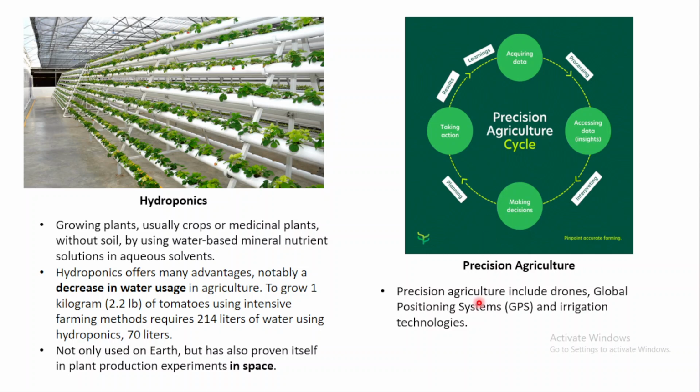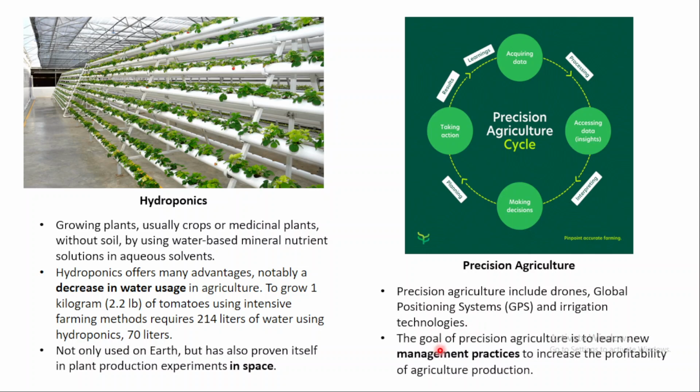So we use modern technology like drones for spraying fertilizer and pesticides, the global positioning system, and irrigation technologies. Good irrigation technologies, sprinkler technologies, and drip irrigation. And the goal of precision agriculture is to learn new management practices to increase the profitability of agricultural production.